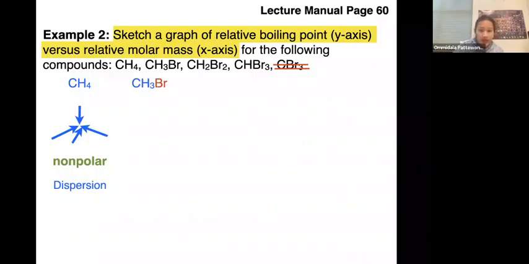Okay, you can do the same thing for CH3Br as well. So you introduce bromine. In this case, bromine has a higher EN value than carbon, right?